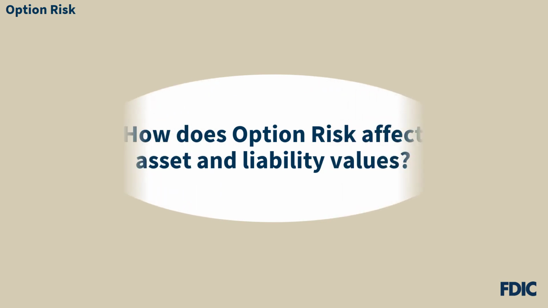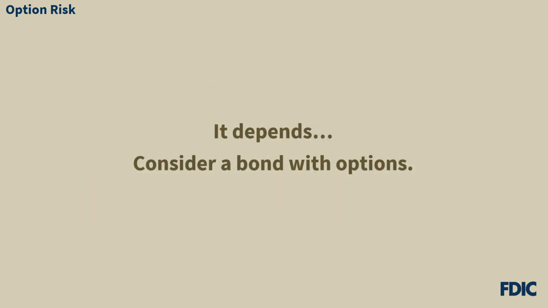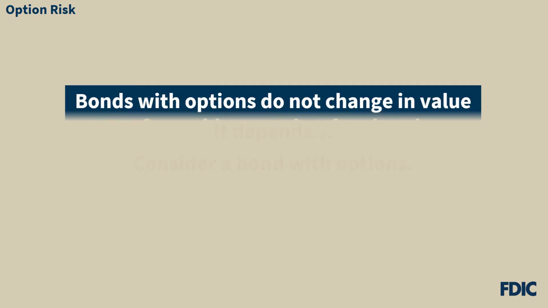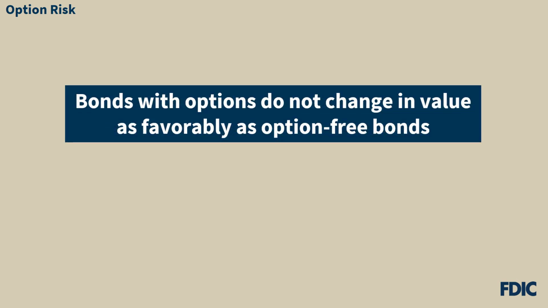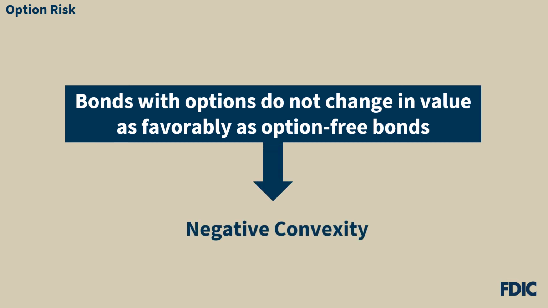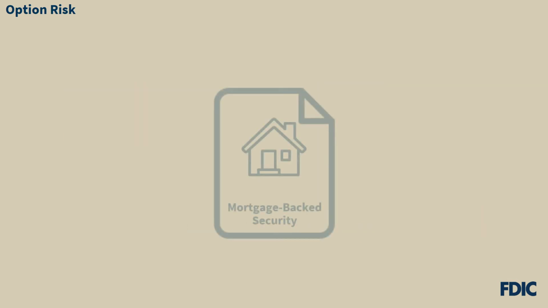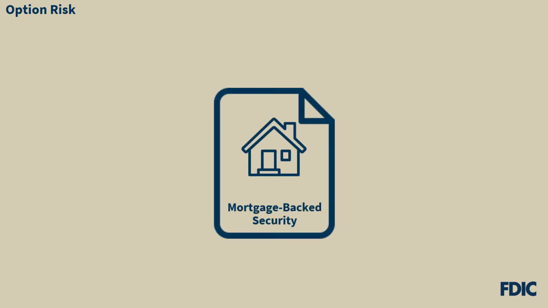We've just discussed and illustrated how option risk can impact a bank's earnings. But how does option risk affect the value of assets or liabilities? Well, it depends. Bonds with options, such as those where the issuer has a call option or the borrower has the right to prepay, experience less favorable changes as market rates change compared to option-free bonds. This is negative convexity. Let's take a residential mortgage pool that is part of a mortgage-backed security, or MBS, and illustrate the impact of embedded options.